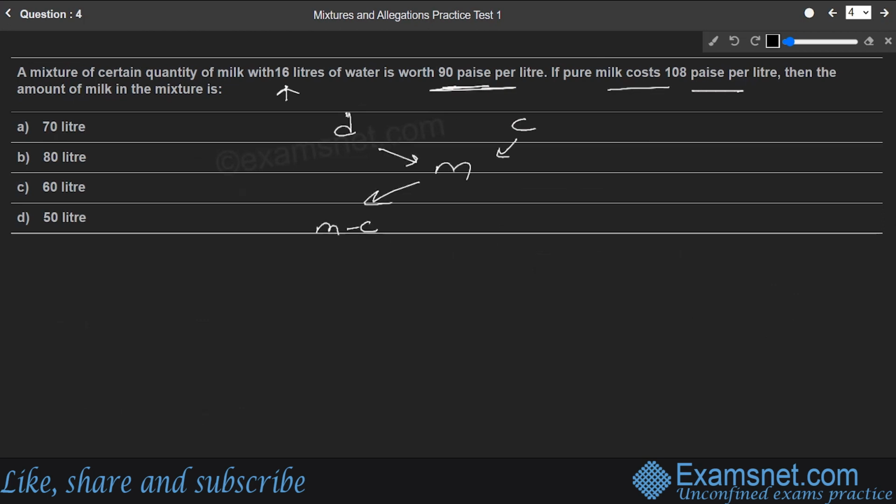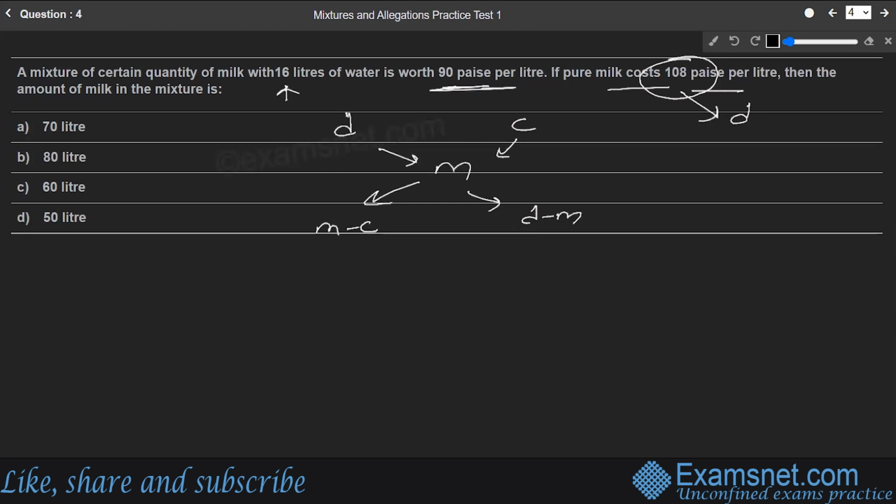They should be mixed up in the ratio m minus c and d minus m. We can again make use of this fact. How can we do that? See, they say the pure milk costs 108 paisa per liter, so that can be treated as the dearer one, the costlier one. And the cheaper part, what is mixed in it?